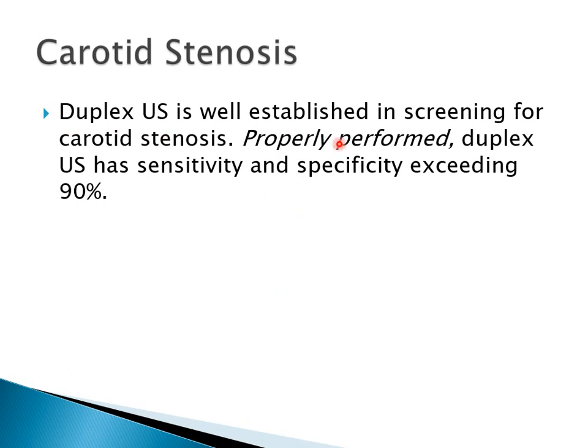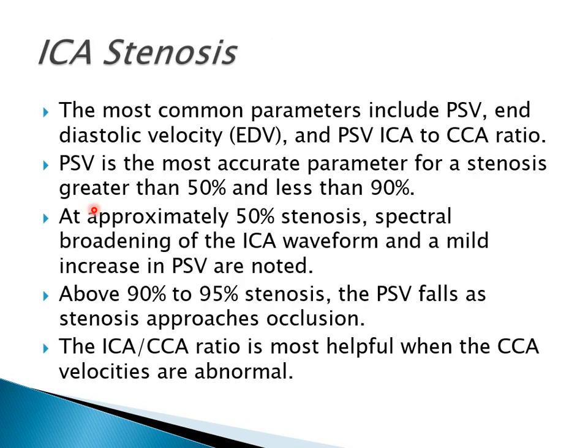Duplex ultrasound is well established in screening for carotid stenosis. Properly performed, duplex ultrasound has sensitivity and specificity exceeding 90% for diagnosis of carotid stenosis. The most common parameters used are peak systolic velocity and end diastolic velocity, and also the ratio between the internal and common carotid artery. Peak systolic velocity is the most accurate parameter for stenosis greater than 50% and less than 90%.